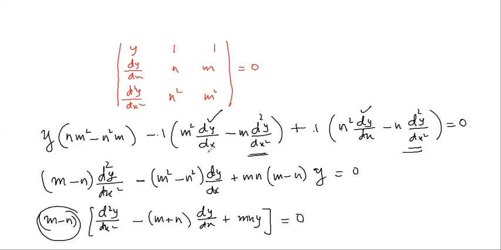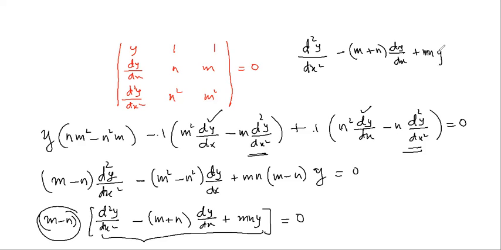This cannot be 0 because m and n are two different numbers. If they are the same number, you are not allowed to apply this. So therefore, m minus n cannot be 0, and this is your required differential equation. What is the differential equation? d square y by dx square minus sum of the coefficients into dy by dx plus product of the coefficients into y equal to 0. You can mug up this answer for MCQ.